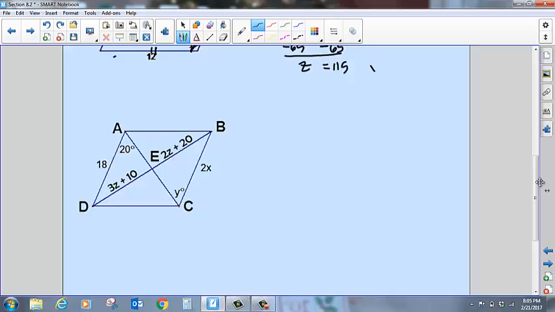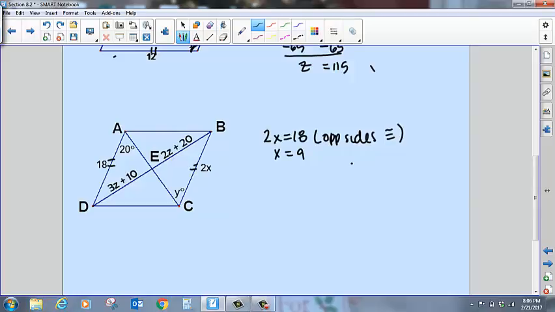So if we look at x, we have 2x here alongside BC, and then opposite that alongside AD is the 18. So we know that, again, opposite sides in a parallelogram are congruent to each other. So side BC and AD are going to be congruent. So 2x is going to equal 18. And I'm going to write just a little note again that opposite sides are congruent. So that means x has to equal 9.